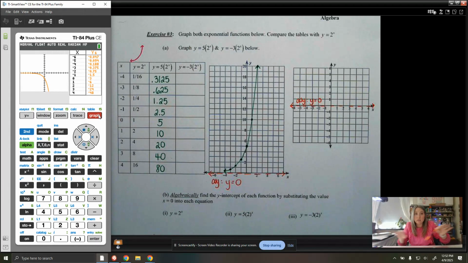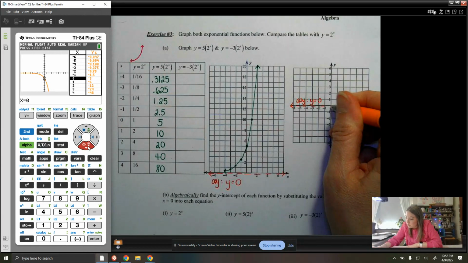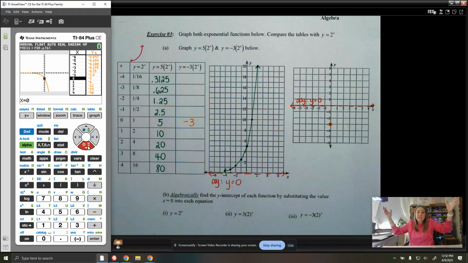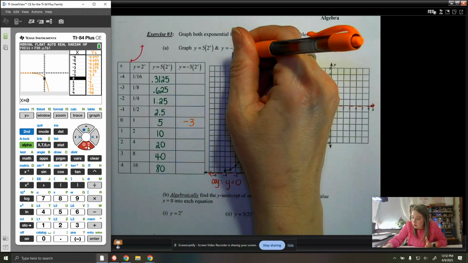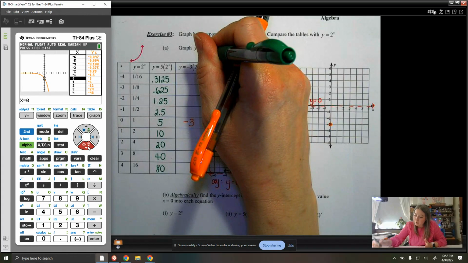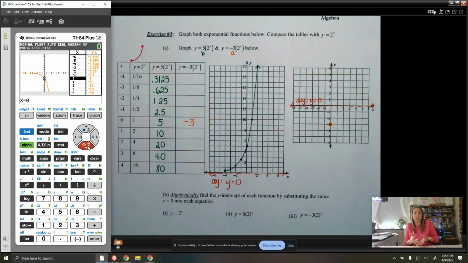What on earth happened? The negative in the front, the negative a value, flipped everything upside down. And so when I'm on second graph and I'm looking at these points, look at these points. (0, -3) is my y-intercept. And that's the a value. There it is. That's the a value. So the a value is telling me there is my y-intercept.